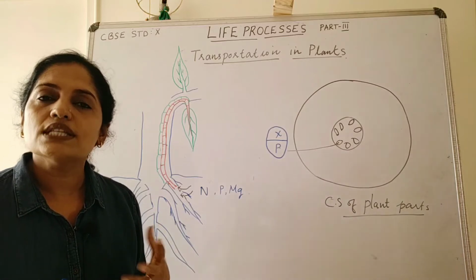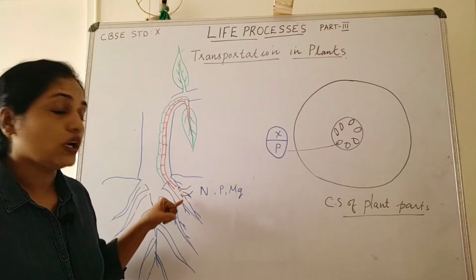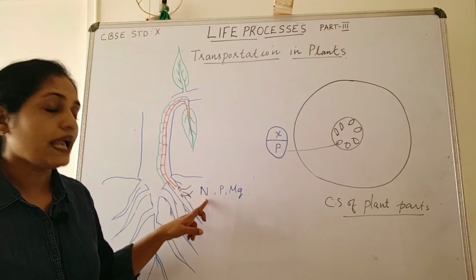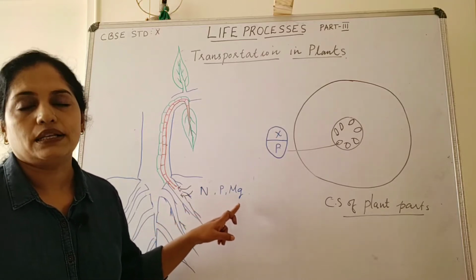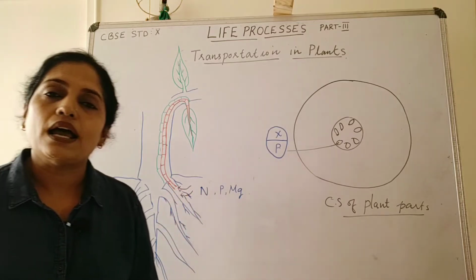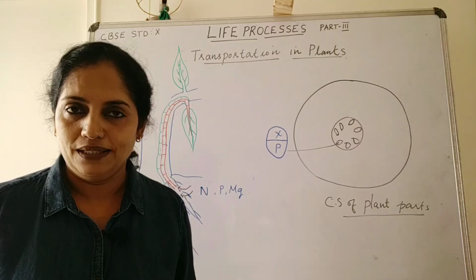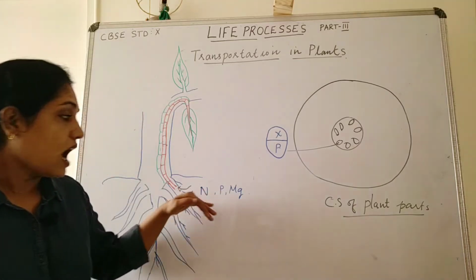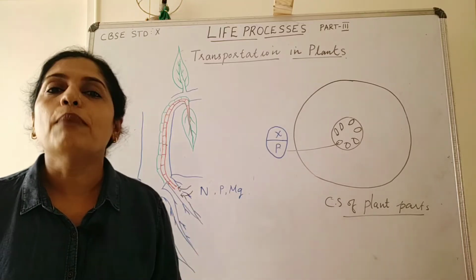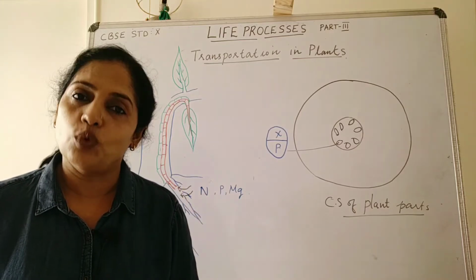How does this process take place? Here, the cells of the root, which are in contact with the soil, actively absorb ions like nitrogen, phosphorus and magnesium. For this process, the plant utilizes the energy stored in the ATP. After the absorption of these ions, they create an imbalance. Imbalance of what? Imbalance in the concentration of water molecules.